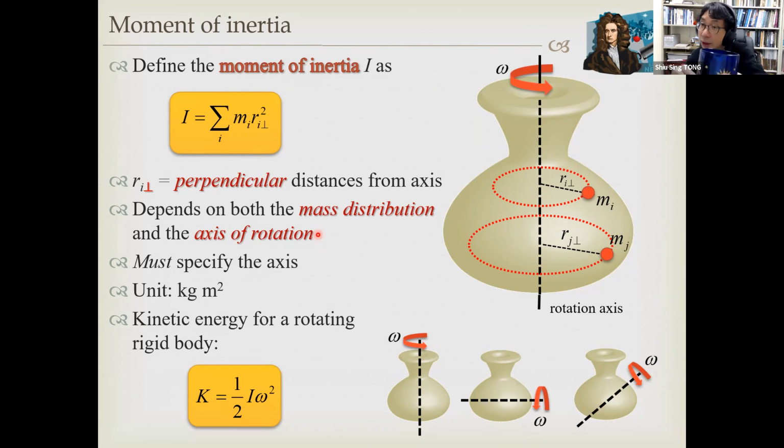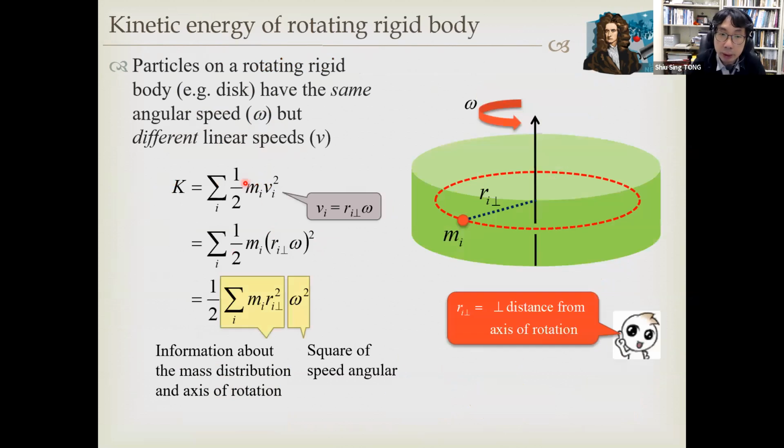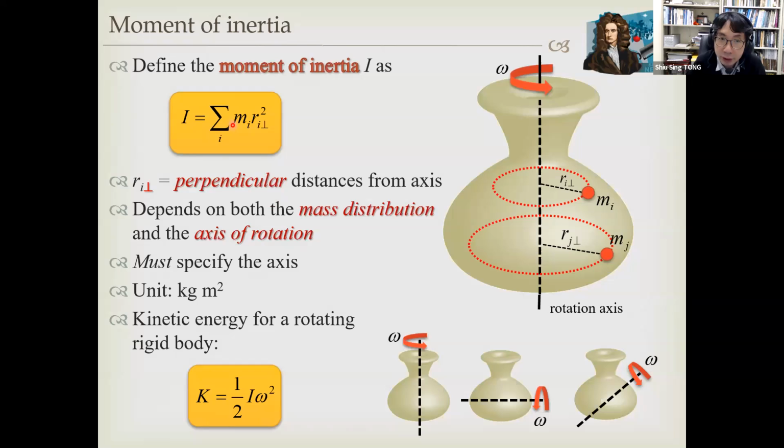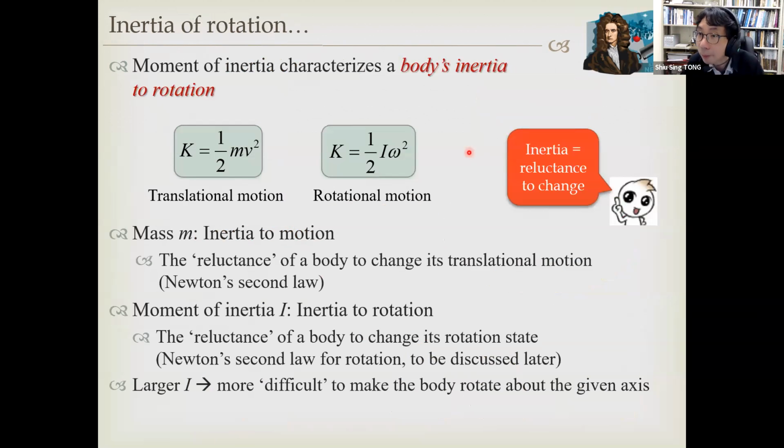You count the particles here. Each particle has a distance Ri perpendicular from the axis. You form a summation of mi Ri perpendicular squared. You get the moment of inertia. Now with this definition, I can write the kinetic energy in a very nice way. With this defined as I, the kinetic energy is simply half I omega squared, right? And that is a nice formula.